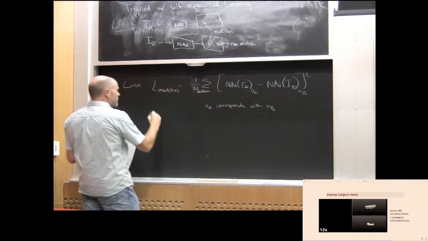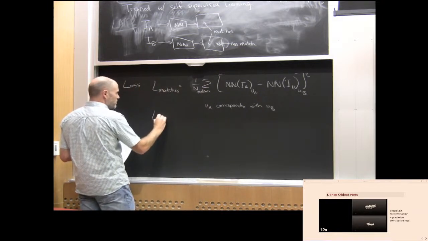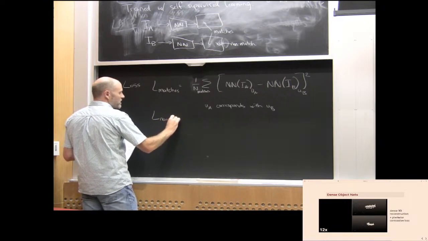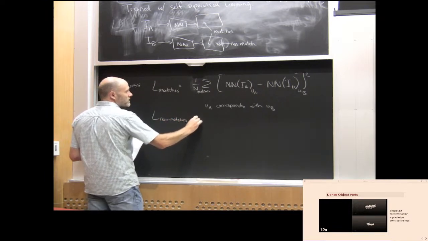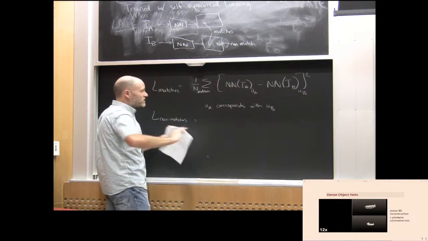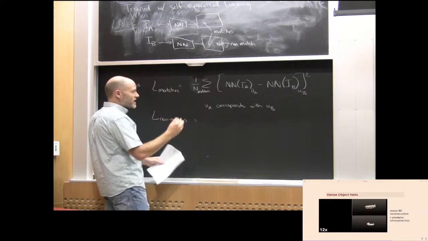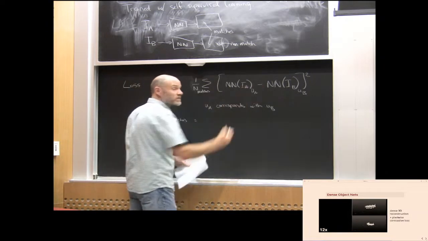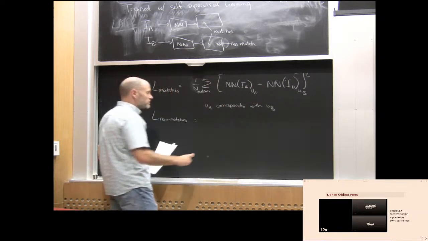Okay, and then I take a bunch of non-matches too, and just play a little trick. It looks like the opposite of this roughly. That says I want points that should not be the same to have a large distance in this space, right?